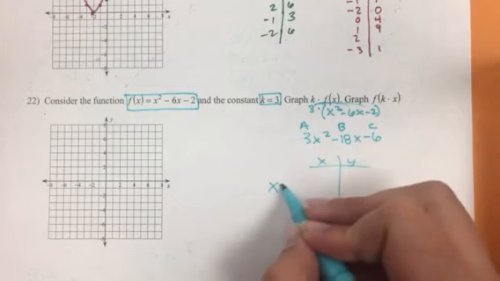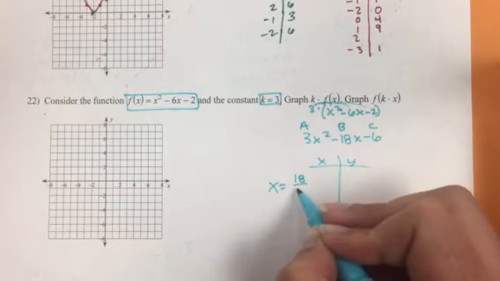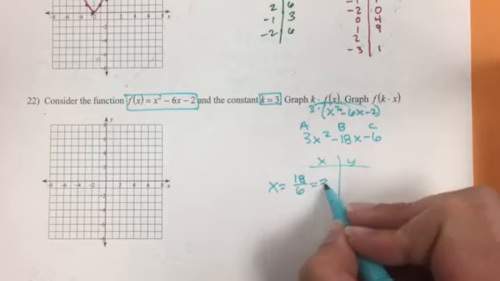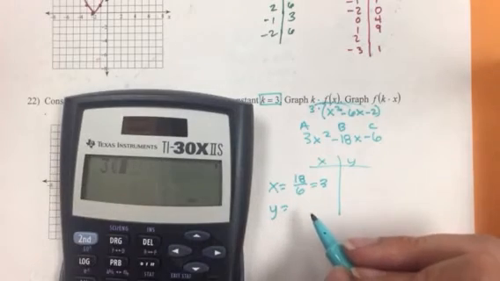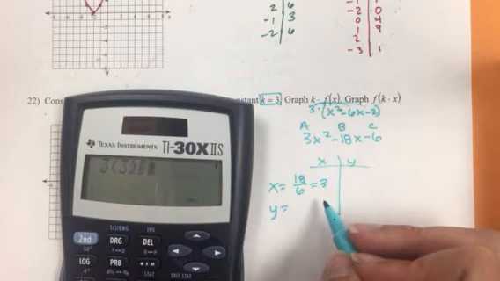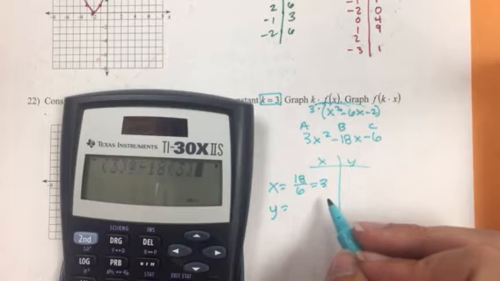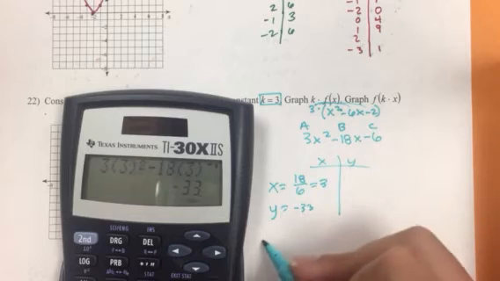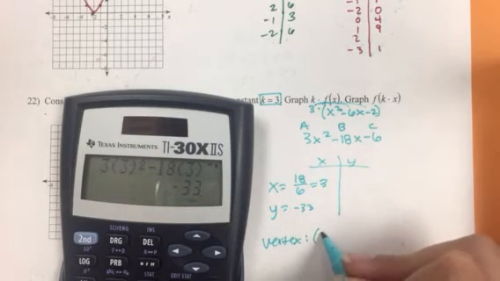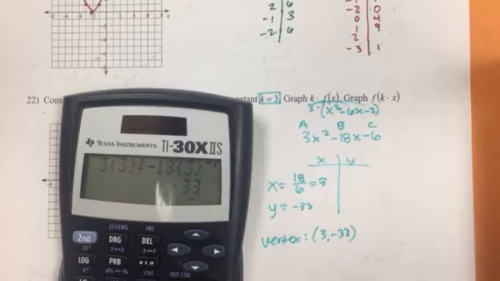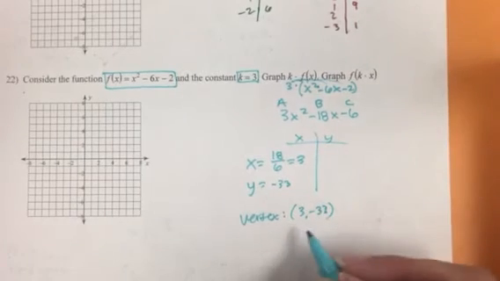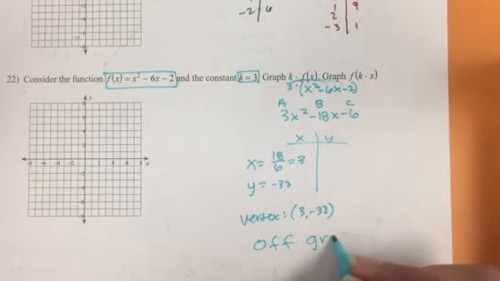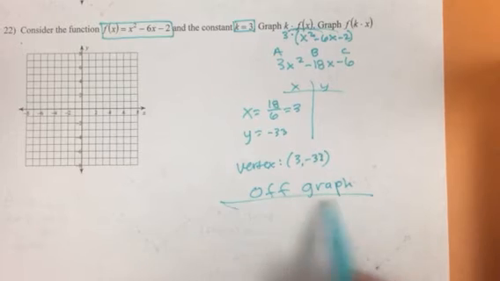I'm going to use standard form. I'm going to plug it in. 3 times 3 squared minus 18 times 3 minus 6. That's way off my graph. And then it would go up 3 over 3, up 3 over 3. So that's off my graph. So you can just leave it.